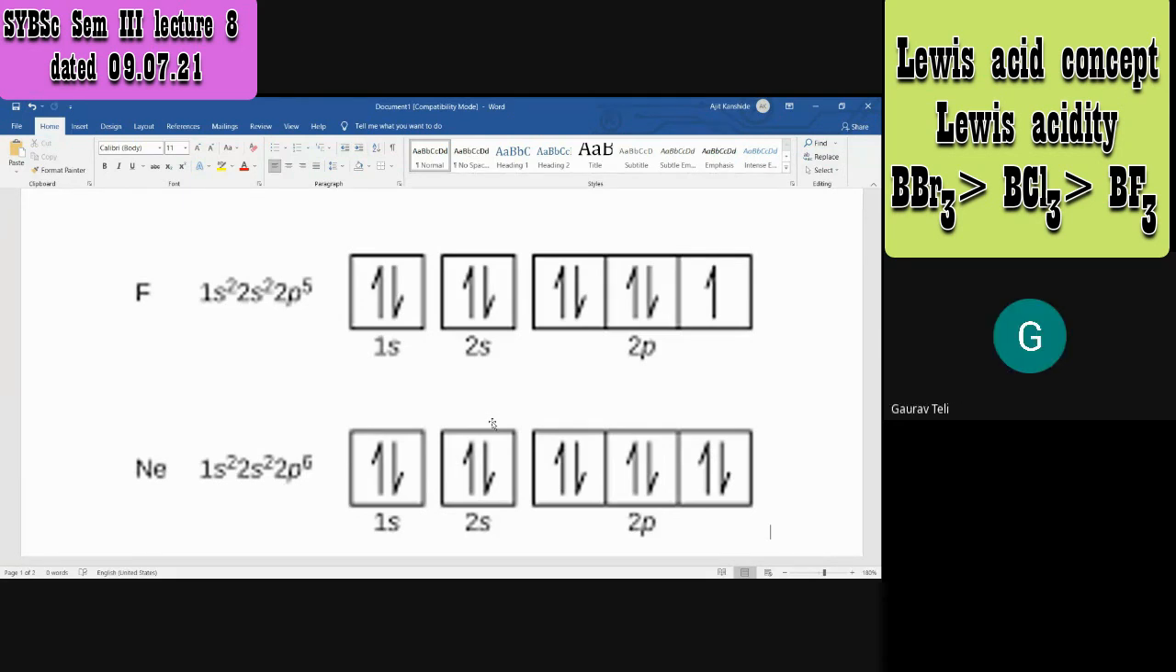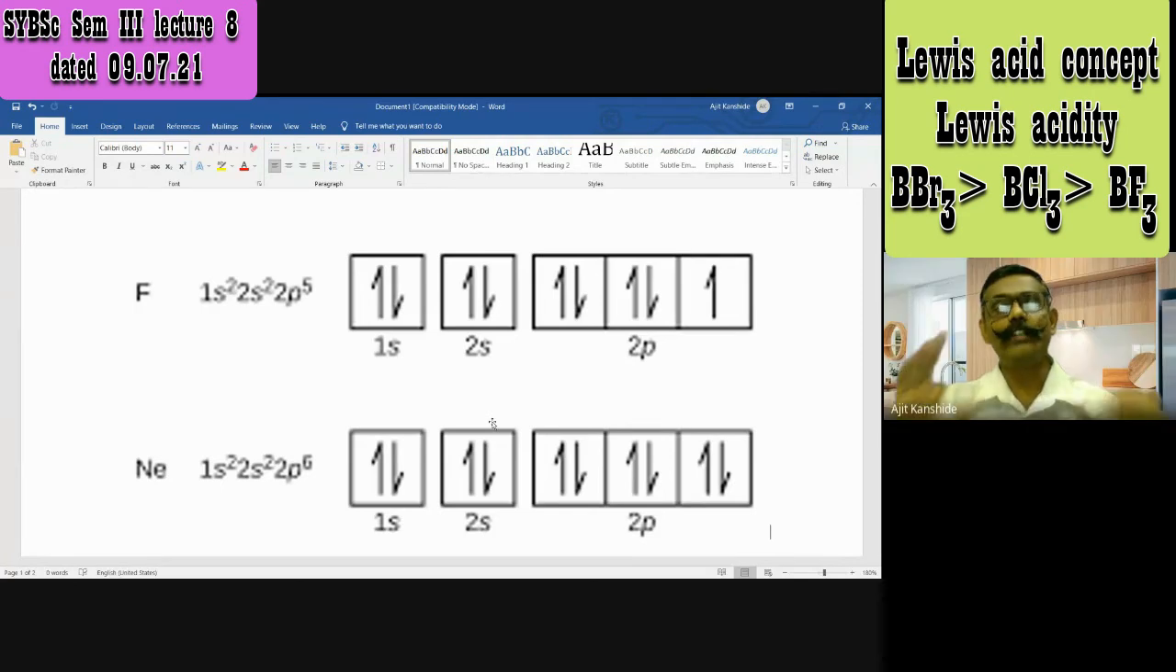Zero unpaired electrons. No one. So neon is zero, very noble. Neon does not want to interact or react with any other body. It will not form a bond. It is its natural tendency. It is a noble gas.